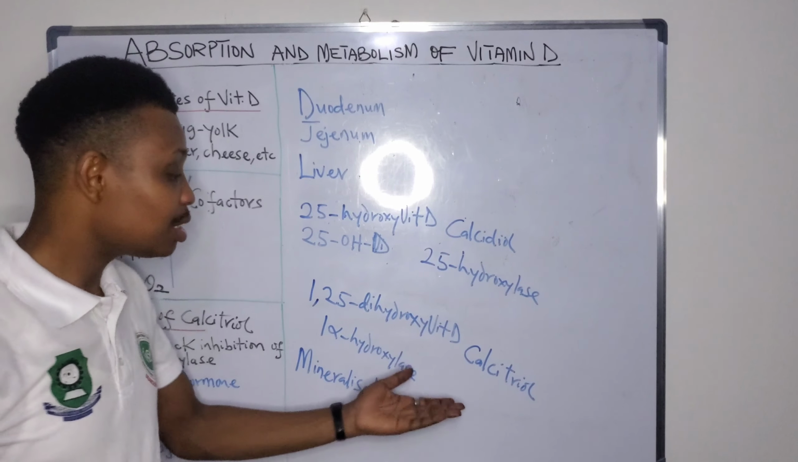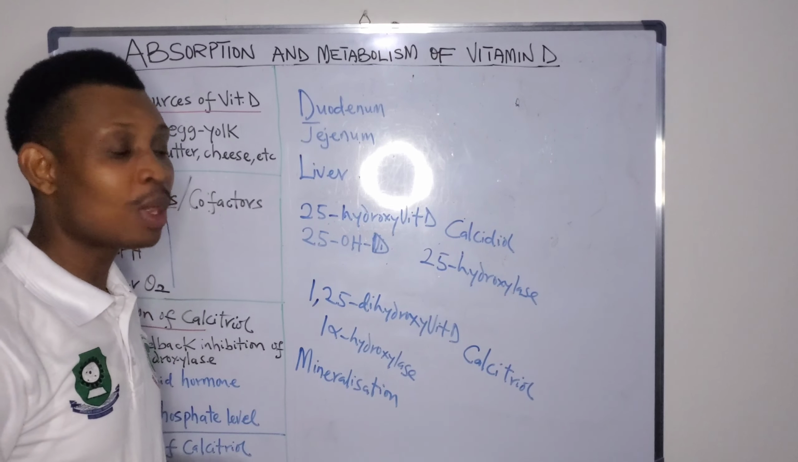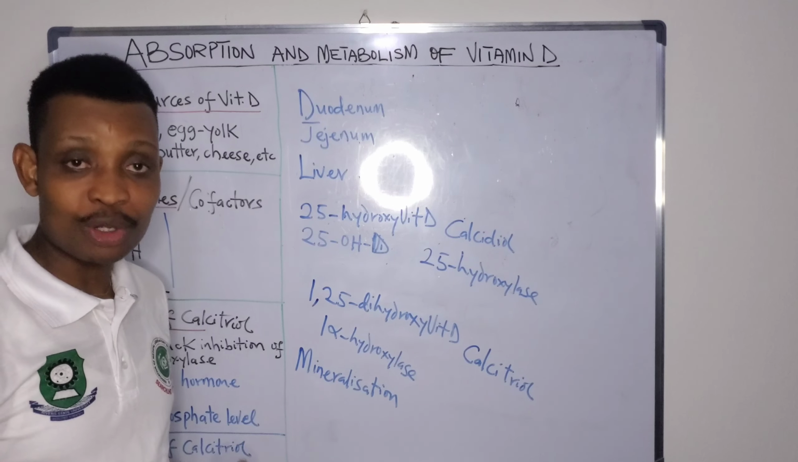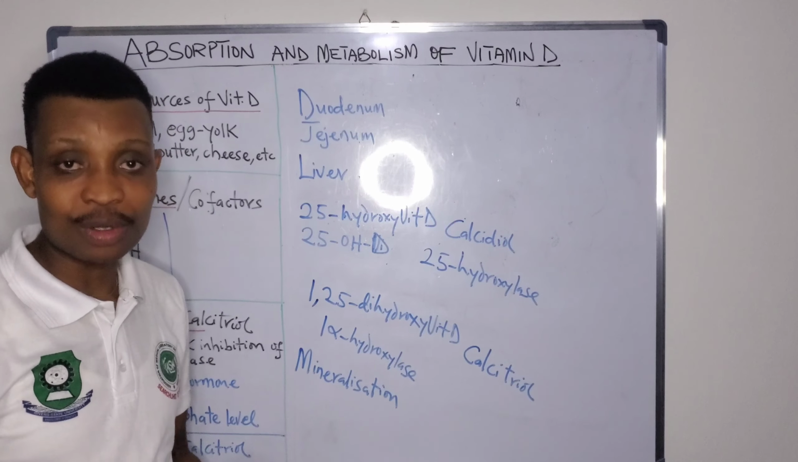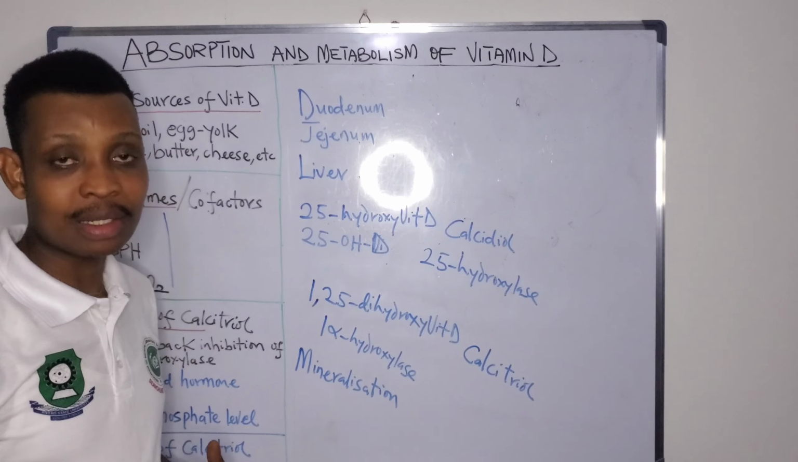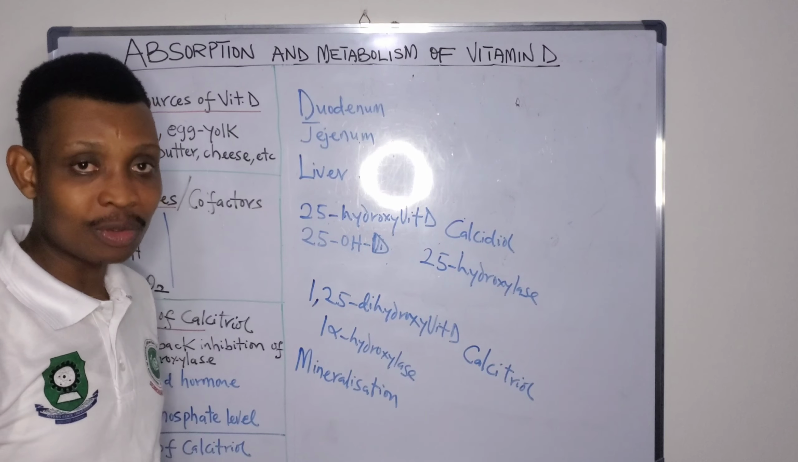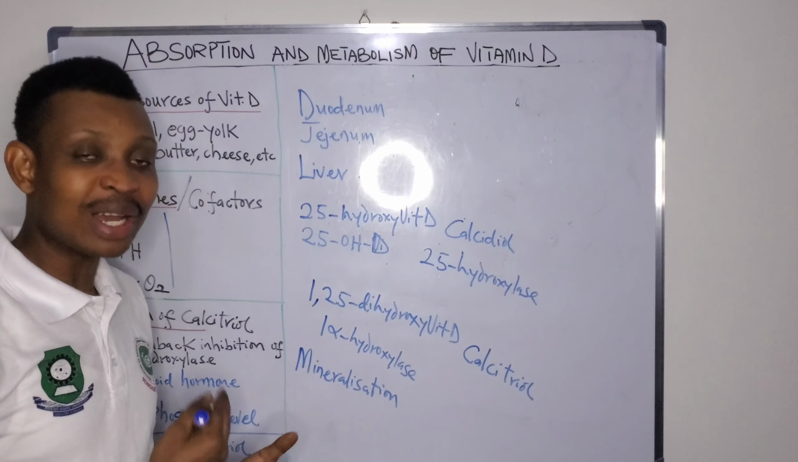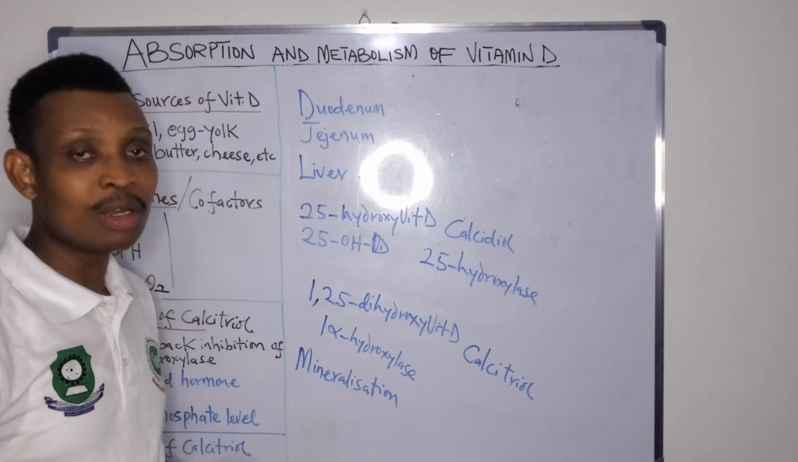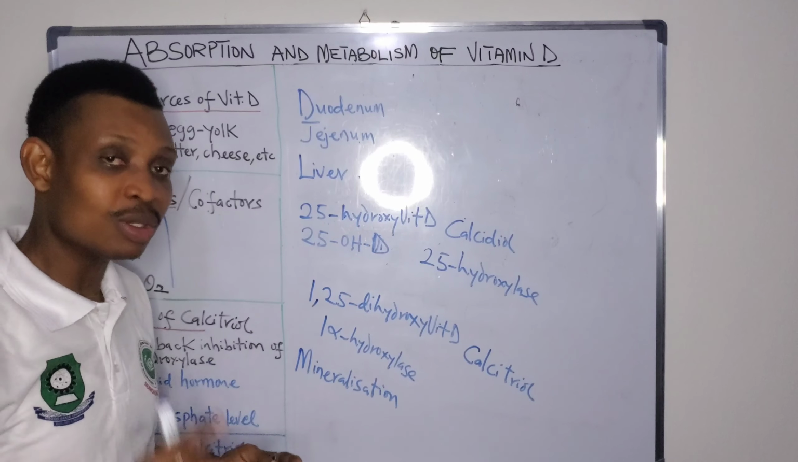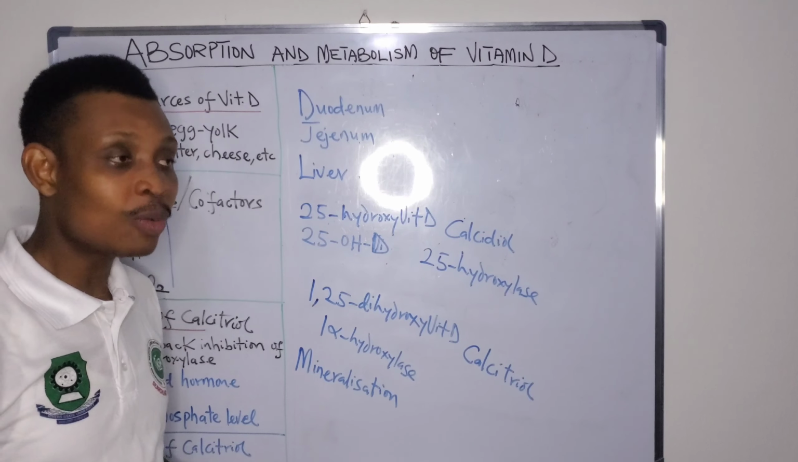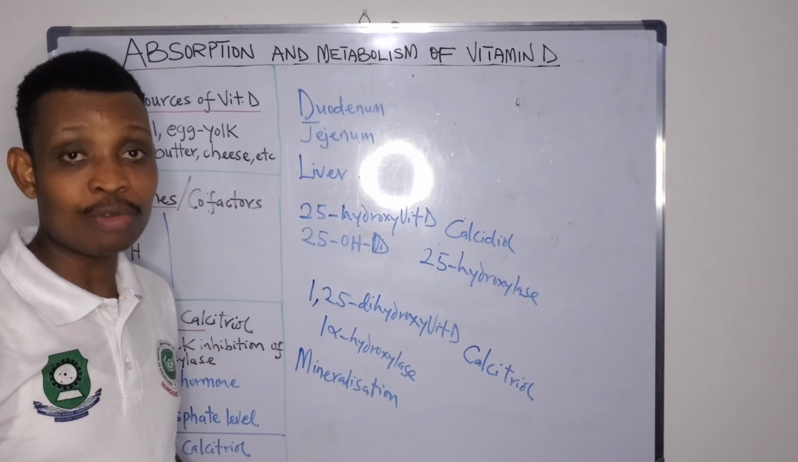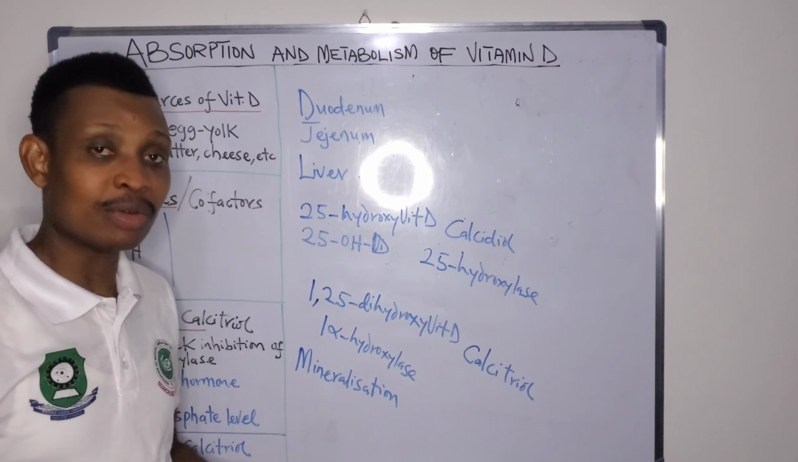The functions of calcitriol include, 1, it enhances the absorption of calcium and phosphate from our diet in the intestine. Okay, and also it enhances reabsorption of calcium and phosphate from the renal tubule back into the circulation, and then it also stimulates the release of calcium from the skeletal system into the circulation.